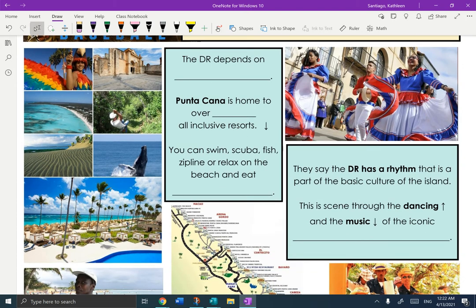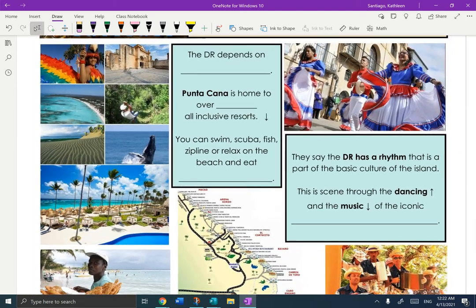Okay, this is very important. So let's look at the long box first. The Dominican Republic depends on tourism. They are the number 1 tourist destination in the Caribbean. Punta Cana, that's this section right here. Okay, Punta Cana, right here. This picture shows that all of those little things are all-inclusive resorts. I think at this point they have over 25 all-inclusive resorts.